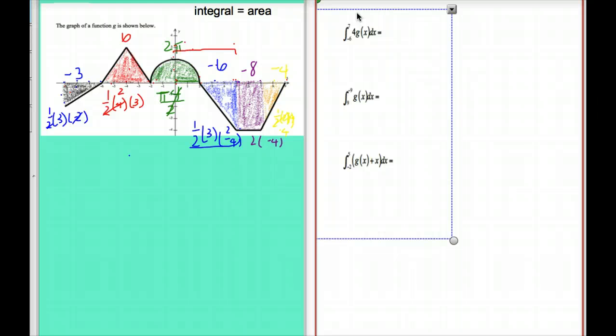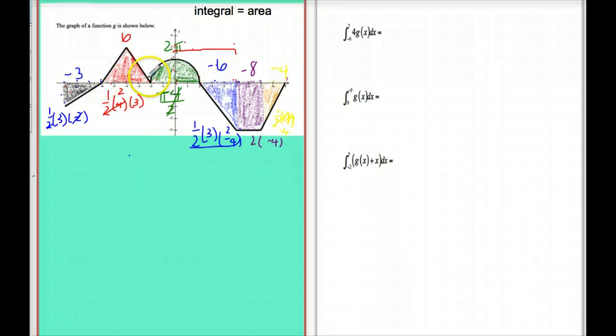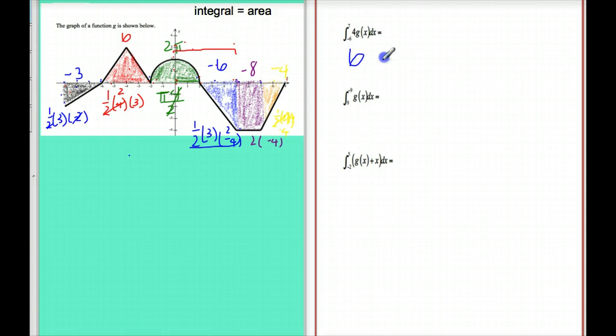If I look at -6 to 7, that goes from our red triangle to our semicircle to our blue triangle to our rectangle. So I'm going to add all of those up, and I get 6 plus 2 minus 6 minus 8. Oh, sorry, 2 pi. I forgot the pi. We notice this 6 cancels this, and we should get 2 pi. So we get 2 pi minus 8.